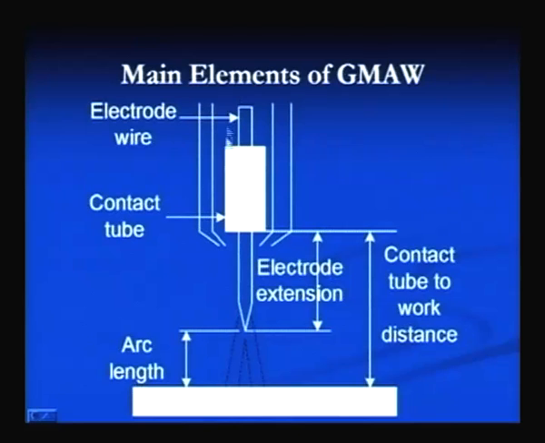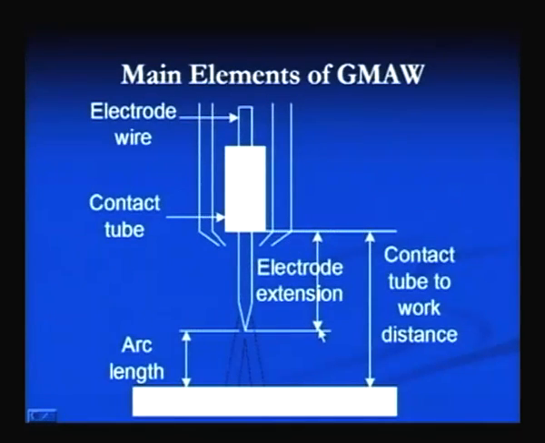Schematically, here we can see the different main elements, dimensions and terms related to the gas metal arc welding process. This is the electrode wire being fed through the contact tube, and this is the tip of the electrode. The distance between the tip of the electrode and the workpiece is the arc length, and the distance between the contact tube and the workpiece is the contact tube to workpiece distance.